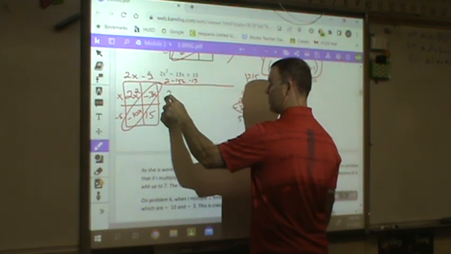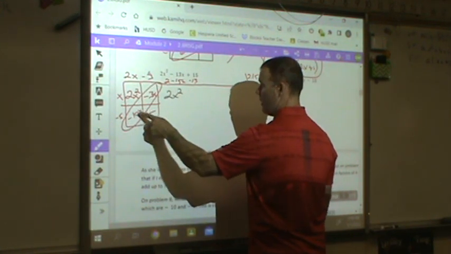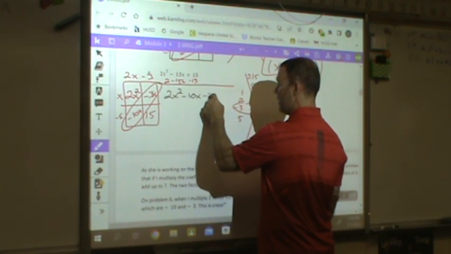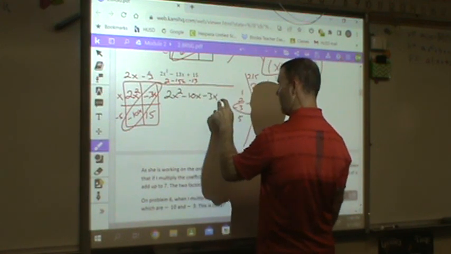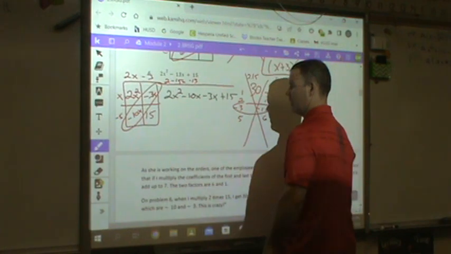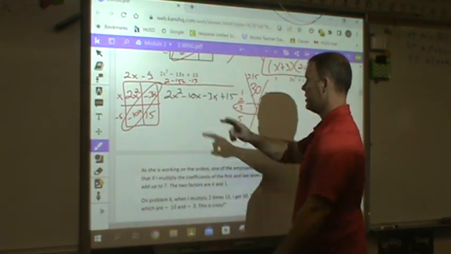Those are the factors I picked. So I just write it out: 2x squared minus 10x minus 3x. Again, for this method, it doesn't matter how you put these. You can flip-flop these. Plus 15. It doesn't matter. Again, it does over here, it doesn't over here.